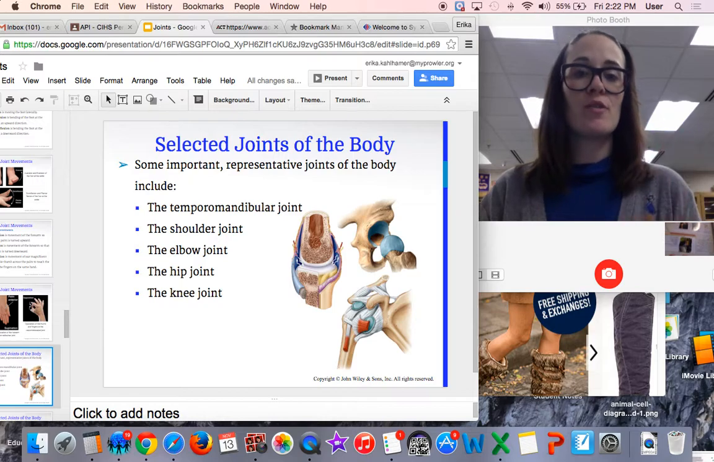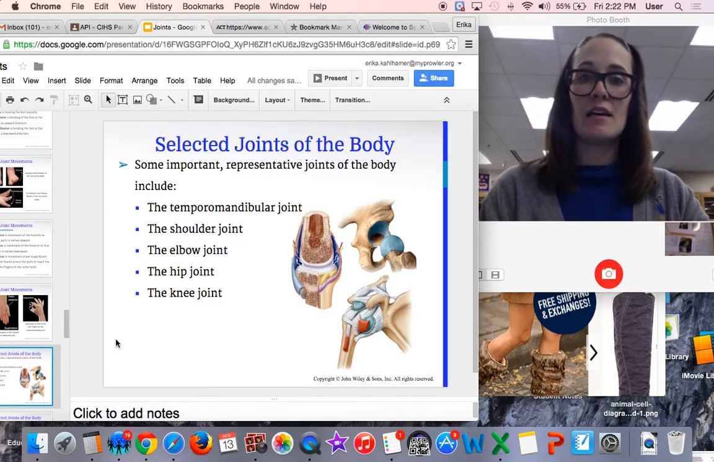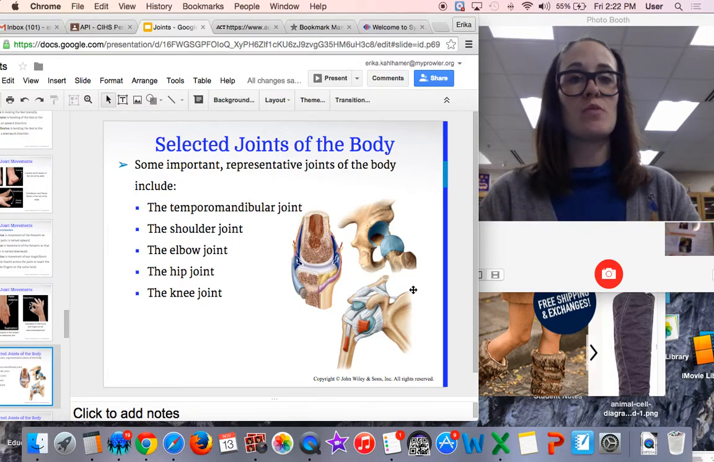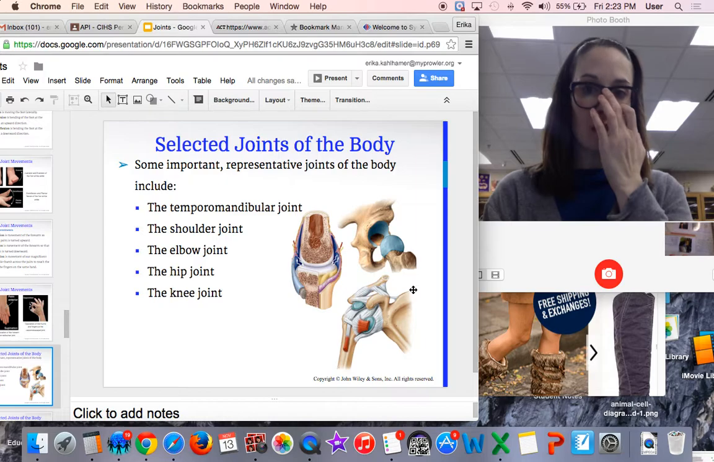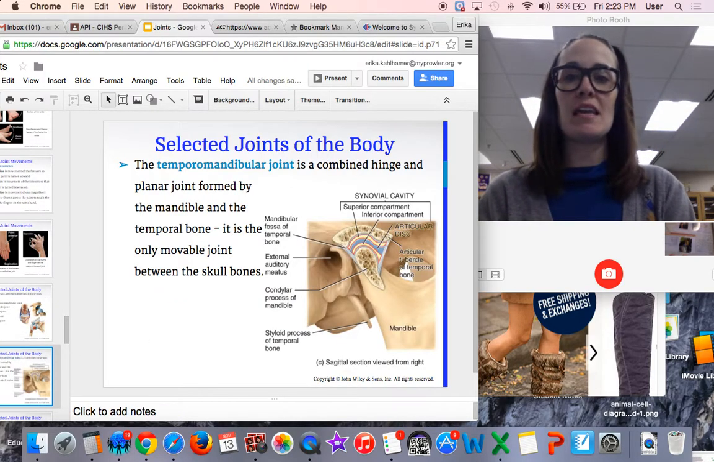The 5 major joints that for sure you have to know where they're located and the names of them. For this next exam, the temporomandibular joint is between your temporal bone and your mandible. So where those two meet. Shoulder joint, pretty self-explanatory. Same with the elbow, hip, and knee.